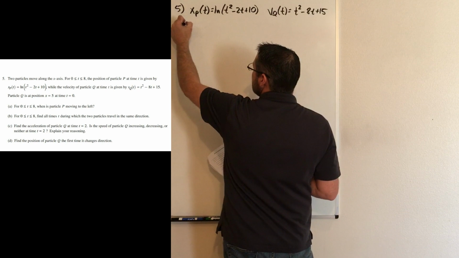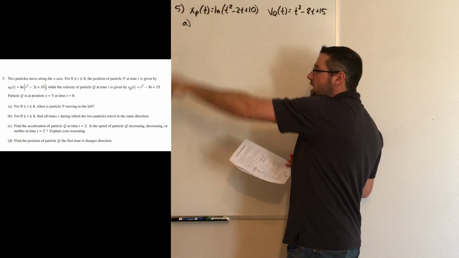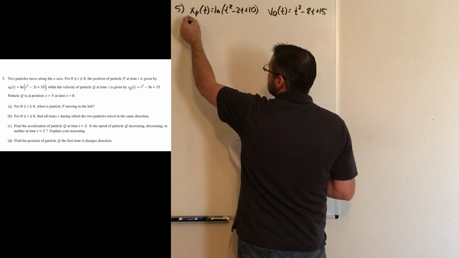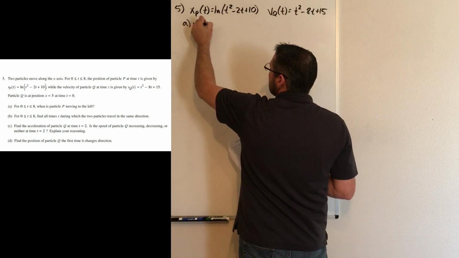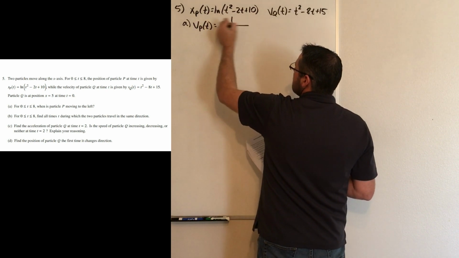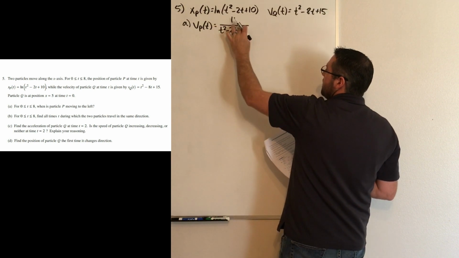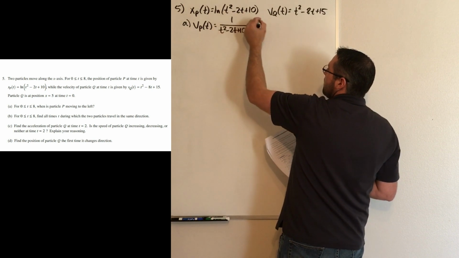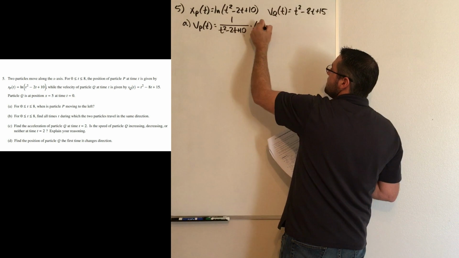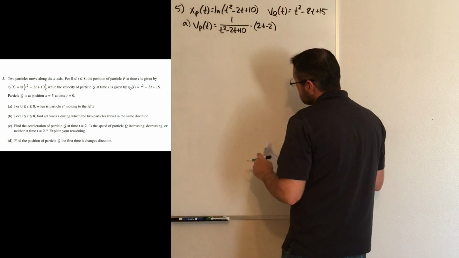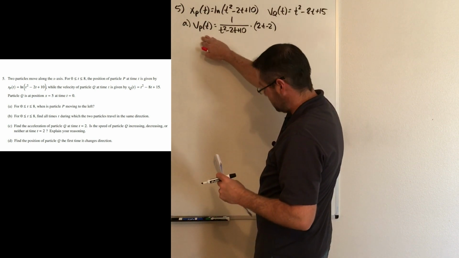For part A, it says, when is the particle P moving to the left? So particle P is moving to the left when the velocity is negative. So because we're given position, we have to take the derivative of this. So the velocity of particle P, the derivative of this is going to be 1 over t squared minus 2t plus 10. And then we have to apply the chain rule here. So we have to multiply that by the derivative of the inside. So that'd be times 2t minus 2. So that is our velocity function. We have to figure out when that velocity is negative.